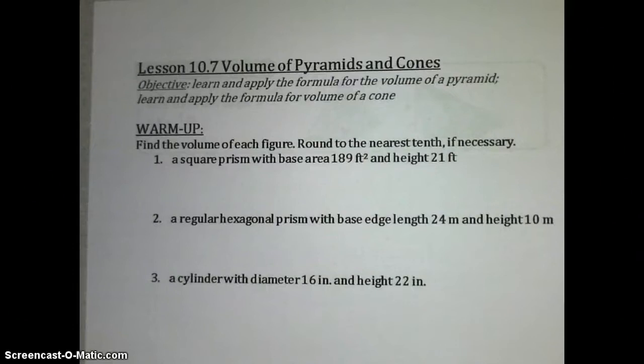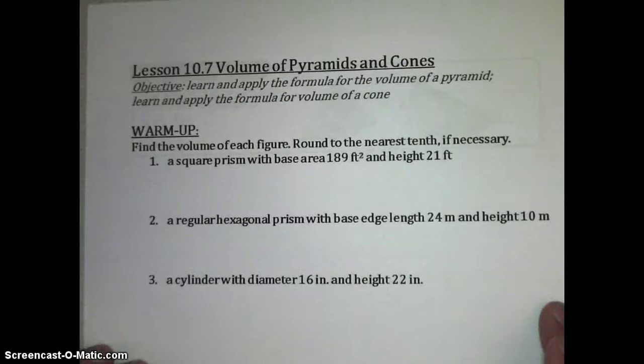So we're going to start off with our warm-up, which asks you to find the volume of each of these figures, which are prisms and a cylinder. To the nearest tenth is where you should round if need be. Go ahead and pause the video to give yourself time to work these out, and then we'll check our answers. Okay, let's continue. We should get the following as our answers.